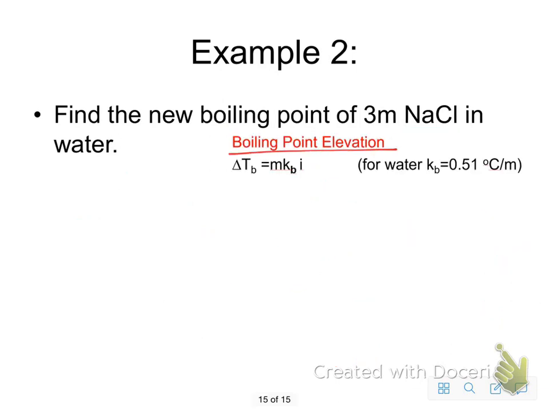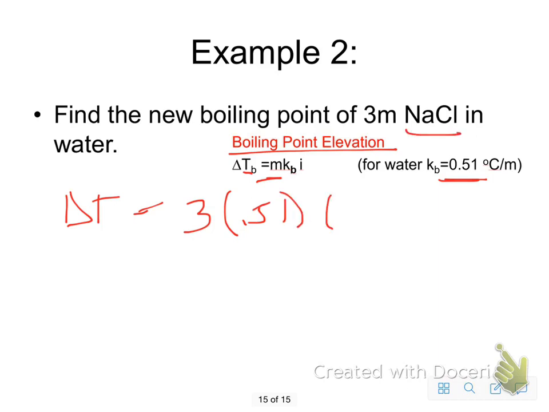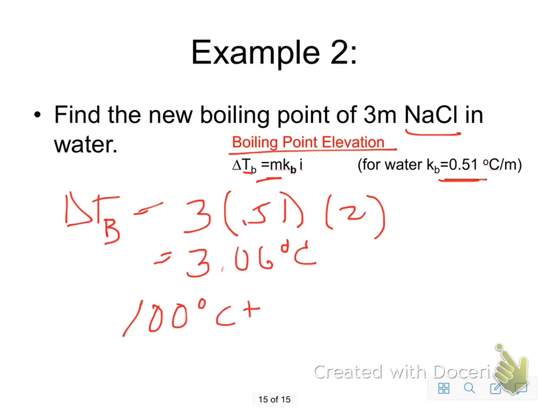Same problem here. I have boiling point elevation in this case. So if I take the change in temperature, it's going to equal my molality, which is 3. My constant for the boiling point of water is 0.51. It's still going to break up into 2 particles. I multiply that out and I get 3.06 degrees C. So that's the change in temperature at boiling. But the new boiling point is going to be the standard boiling point, 100 degrees C, elevated by 3.06 degrees C, and I get 103.06 degrees C. Okay, that's going to do it.